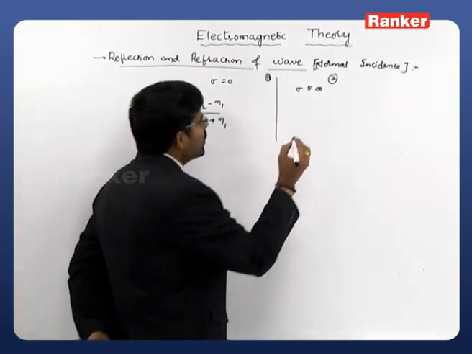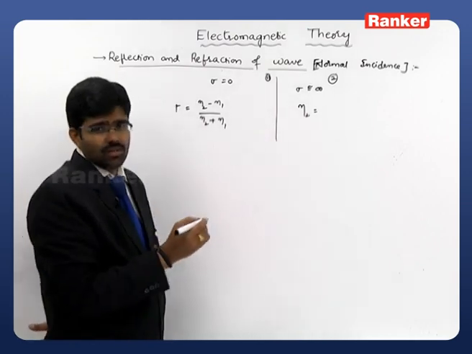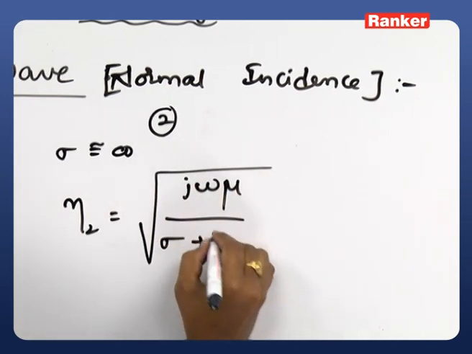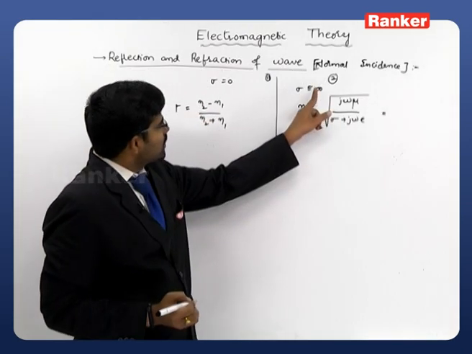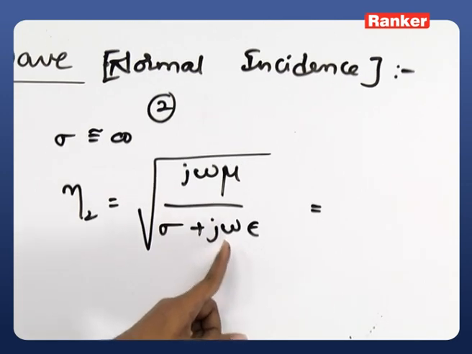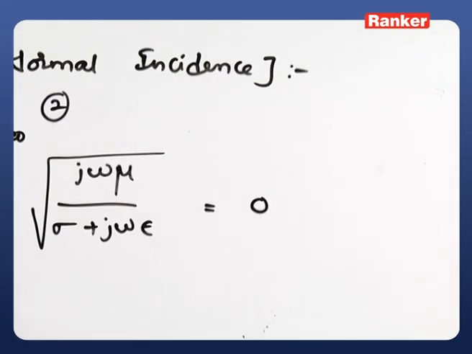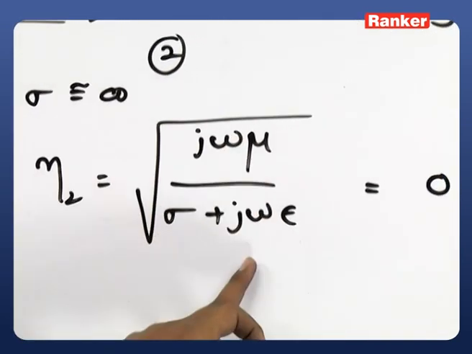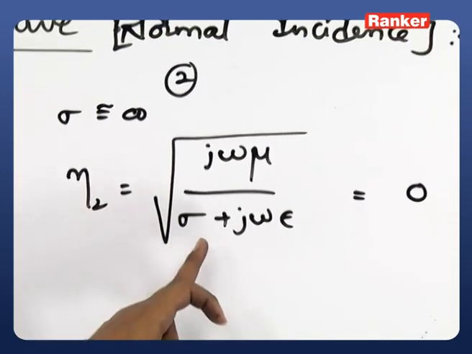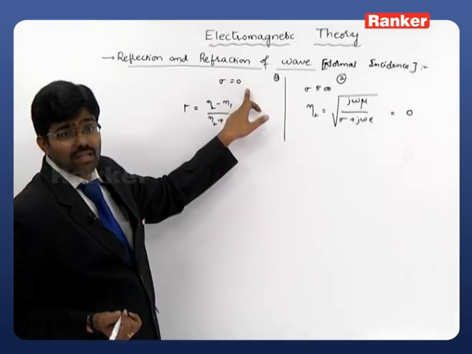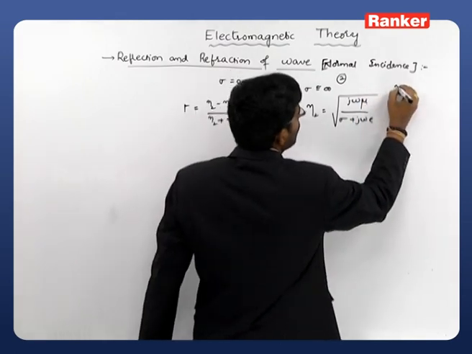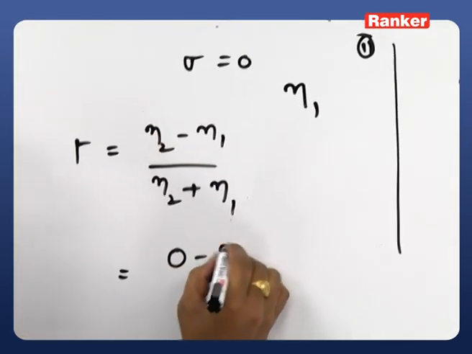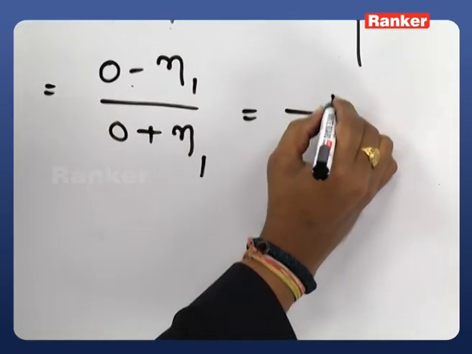Calculate the characteristic impedance of the second medium. What is the basic equation for it? Eta 2 is equal to, if you are unable to remember, go for the basic equation: square root of j omega mu divided by sigma plus j omega epsilon. Since sigma is a very very high value, the denominator is very high, so eta 2 is approximately equal to 0. And what about eta 1? Since sigma is equal to 0, j omega mu by j omega epsilon, the j omega is cancelled, so eta 1 is just the square root of mu by epsilon. Here eta 1 exists, but eta 2 is equal to 0. Now substitute: gamma is equal to 0 minus eta 1 divided by 0 plus eta 1, which is equal to minus 1.